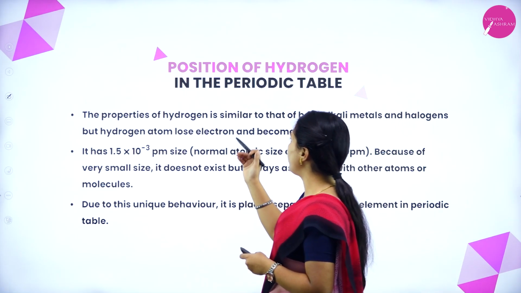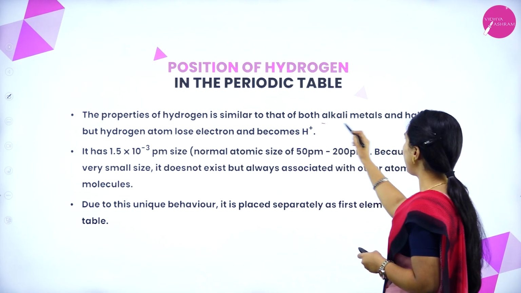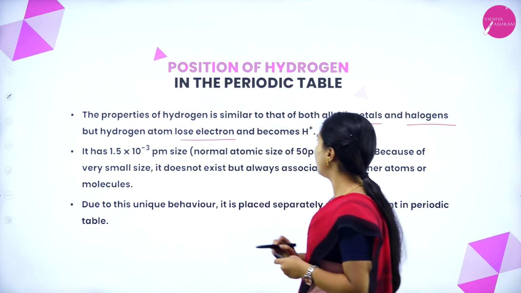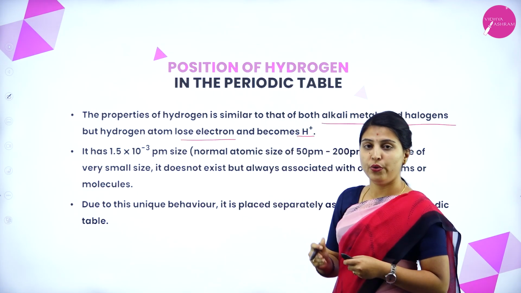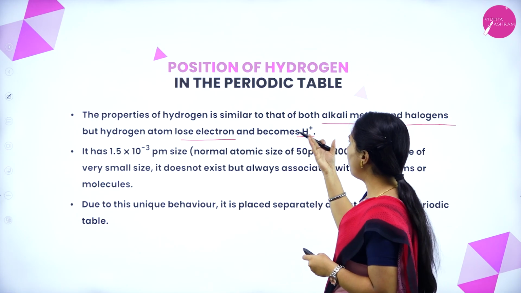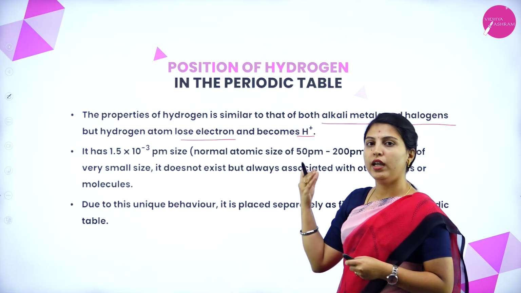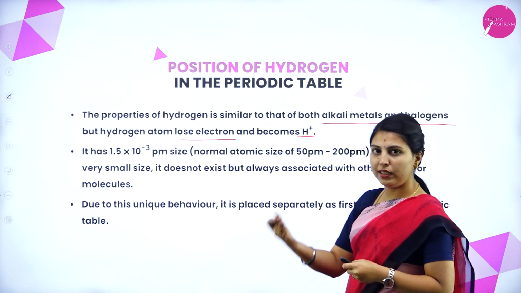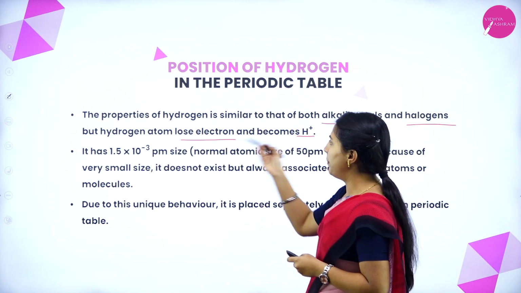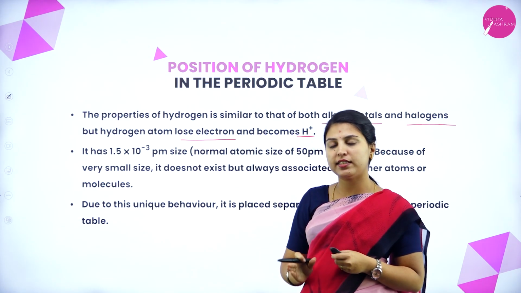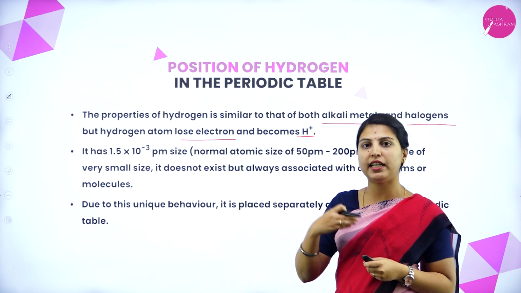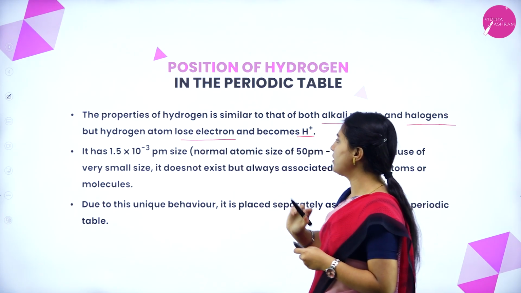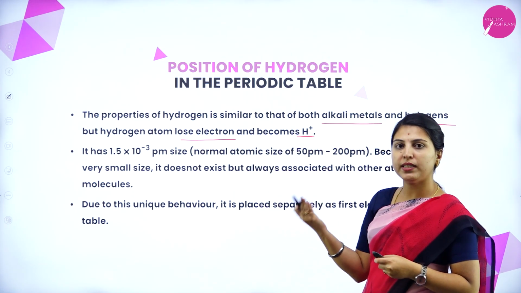Next, position of hydrogen in the periodic table. The properties of hydrogen are similar to both alkali metals and halogens, but the hydrogen atom loses an electron and becomes H+. Why it resembles them, or what the similar properties of hydrogen with alkali metals and halogens are, we will see in the next coming slides. But hydrogen atom loses its electron easily and becomes H+.